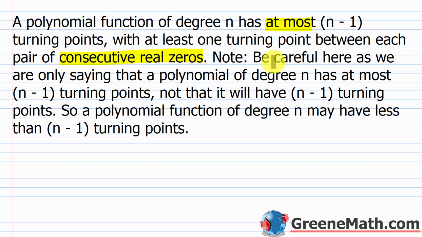I have a note here. Be careful, as we are only saying that a polynomial of degree n has at most n minus 1 turning points, not that it will have n minus 1 turning points. A polynomial function of degree n may have fewer than n minus 1 turning points. You may get a 5th degree polynomial that does not have 4 turning points. We are only saying that it has at most 5 minus 1, which would be 4 turning points.